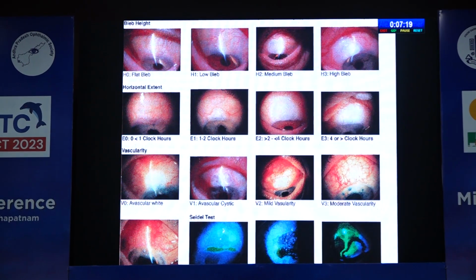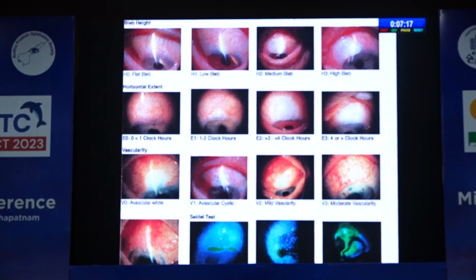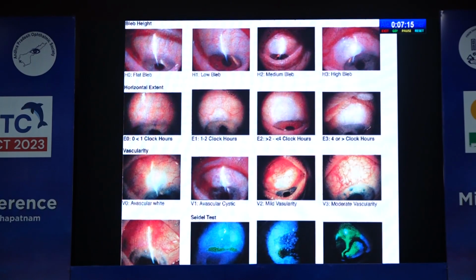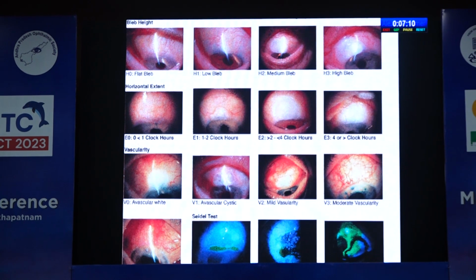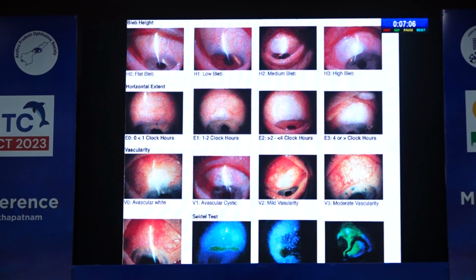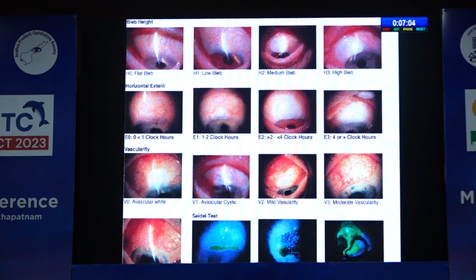This is the famous classification. Can I have it from the audience? What is this classification if you're into glaucoma? This is the Indiana bleb classification, as Prerna told. We should have an idea of how a low-lying bleb looks, how a high bleb looks, what is avascular cystic, what is mild vascularity. The pics, maybe they are not so clear on the screen, but you can find this image almost everywhere.